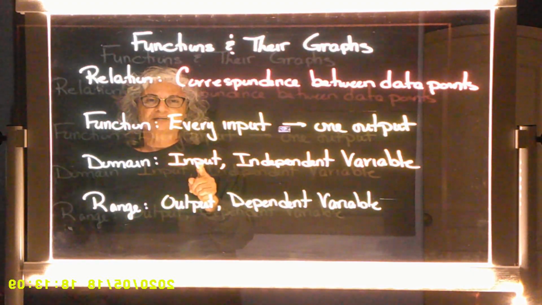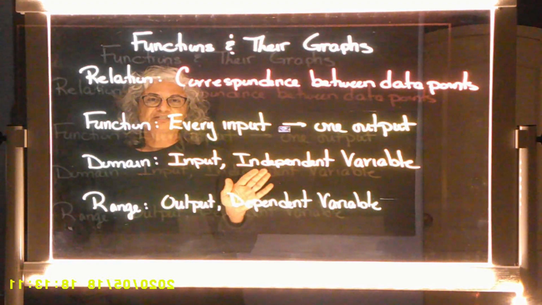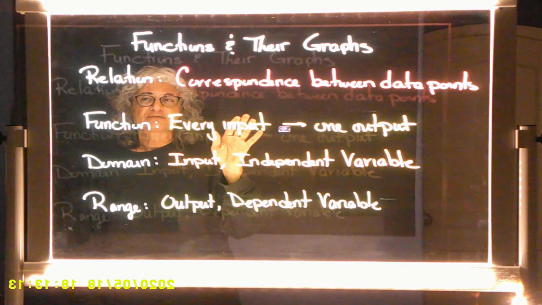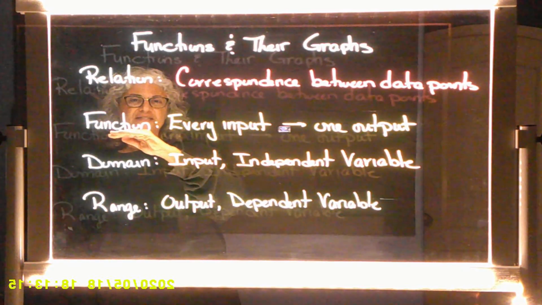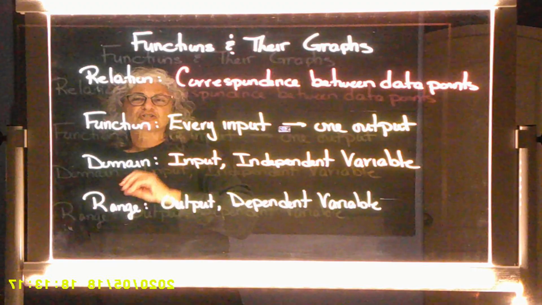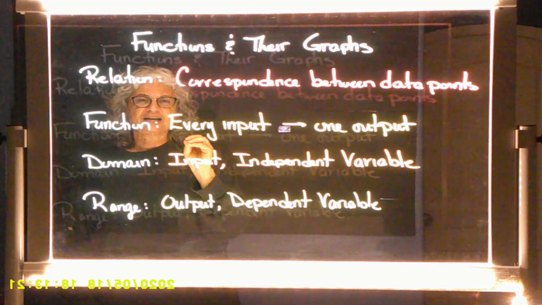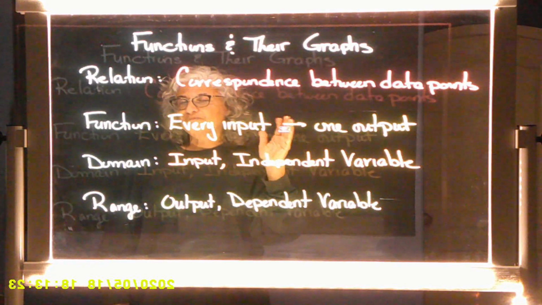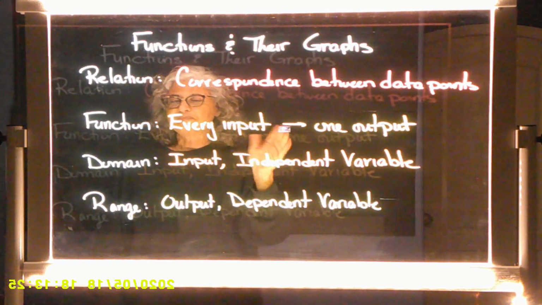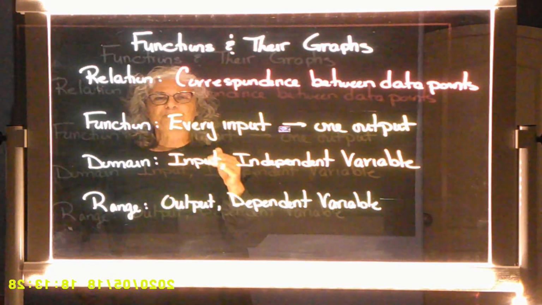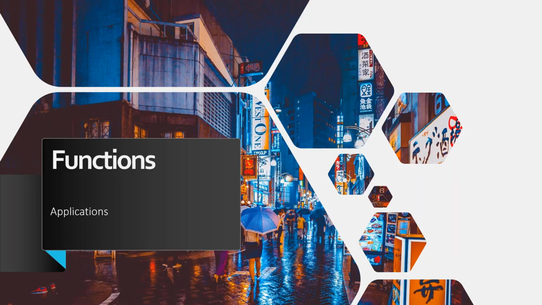Cool? Okay, so here are some basic definitions: a relation first, a function second, and then domain and range. So hang in there. We're going to look at some things and decide if these are functions or not. We're going to take a look at some mapping, some graphs, some data points. So hang in there. Okay, so let's talk about some applications of functions.